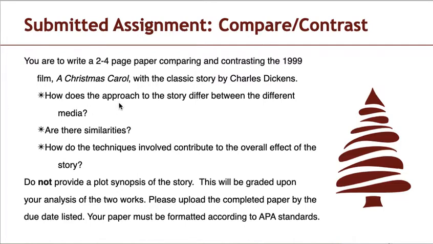So here's our submitted assignment. It's essentially a compare and contrast paper. We're writing 2 to 4 pages comparing and contrasting the 1999 film A Christmas Carol with the original story by Charles Dickens that we're reading. So, our 3 questions to think about. Don't think of these as question, answer, question, answer. How do you want to explore these? What would your thesis be?